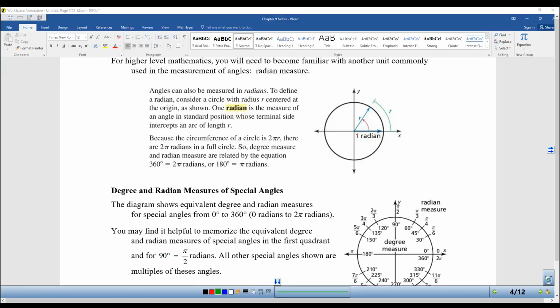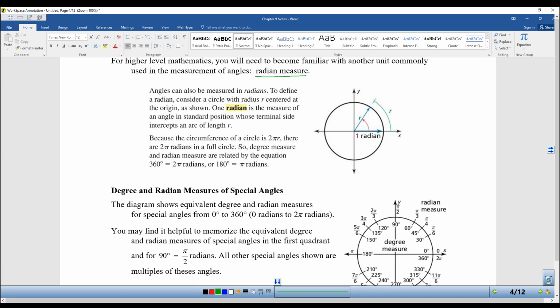And these are called coterminal. Now, for higher level mathematics, you will need to become familiar with another unit commonly used in the measurement of angles, and it's called radian measure. It's a little tricky at first, but in the end, most people actually end up liking radian measure better than degrees, and in calculus, we don't use degrees at all. We solely use radian measure, so it is something you're going to want to pay attention to and understand.